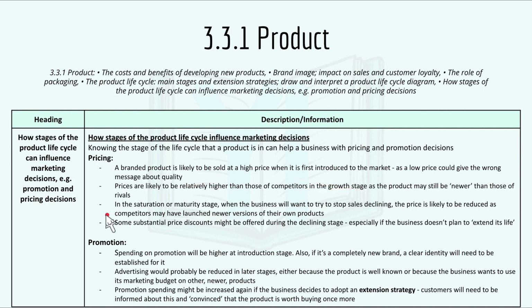Number 3, in the saturation or maturity stage, when the business will want to try to stop sales declining, the price is likely to be reduced as new competitors may launch newer versions of their own products. Number 4, some substantial price discounts might be offered during the decline stage, especially if the business doesn't plan to extend its life.